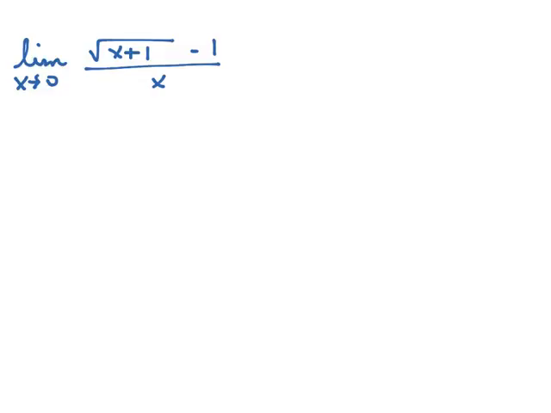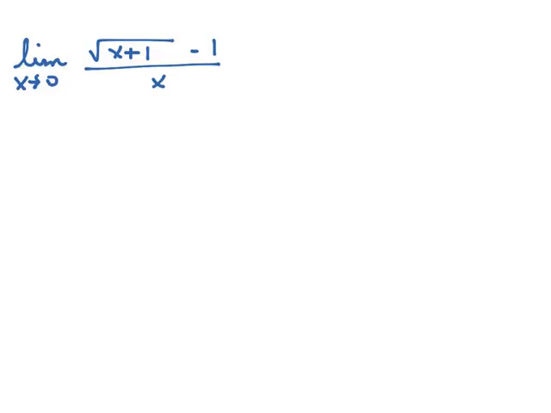To evaluate the limit as x approaches 0 of (the square root of x plus 1, minus 1) divided by x, notice that, again, we cannot substitute in 0 for x because that would give us an undefined function, because we can't divide by 0.